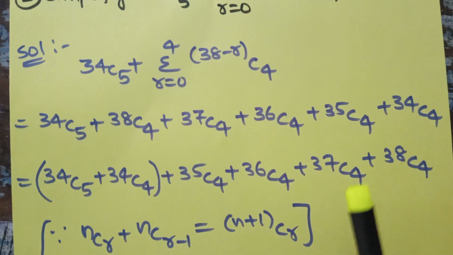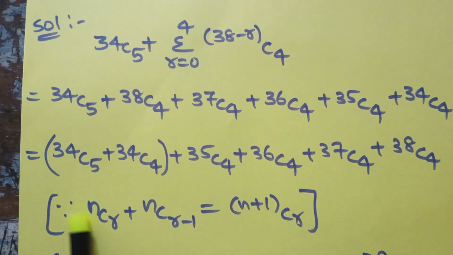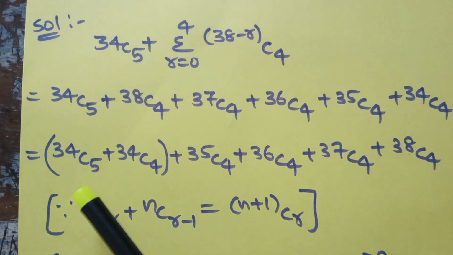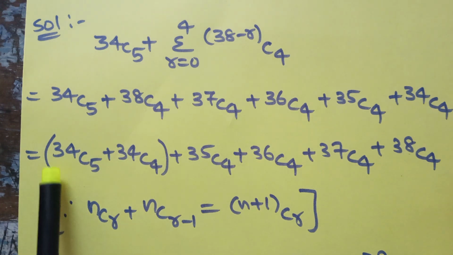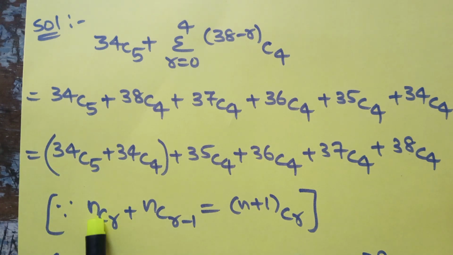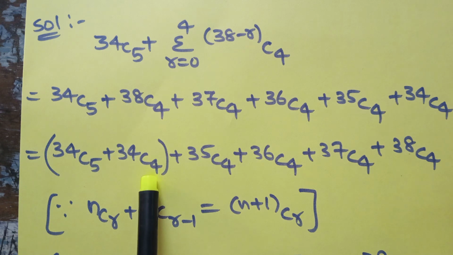There is a formula. What is the formula? This formula you have to keep in mind: nCr plus nC(r minus 1) is equal to (n plus 1)Cr. Now compare this 34C5 plus 34C4 with this formula. Listen to me carefully. n is what? 34. C is C only. r is equal to 5. Here r minus 1 means 5 minus 1, you will get 4.